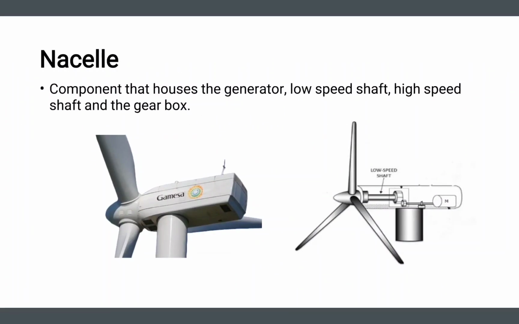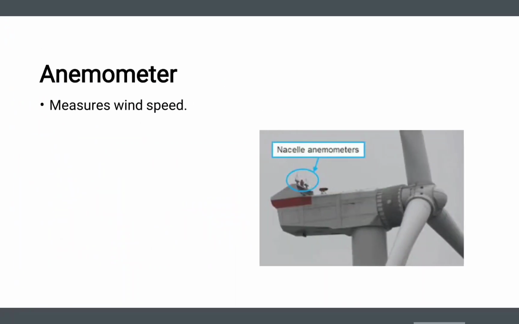Nacelle. The component that houses the generator, low speed shaft, high speed shaft, and the gearbox is known as the nacelle. So here you see this is the low speed shaft, this is the gearbox, this is the high speed shaft, and this is the generator, and all of these are housed in one component. This component is known as the nacelle. Similarly, if you look here, this is closed, and you cannot see the components inside. This is also the nacelle of a wind turbine.